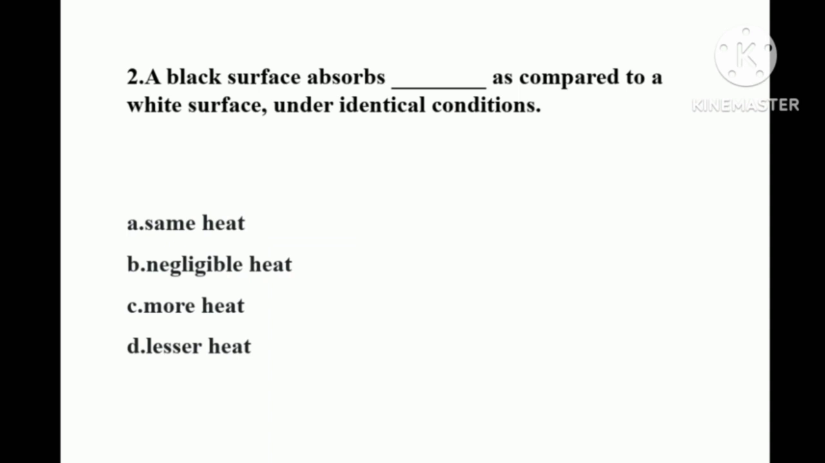Question number 2. A black surface absorbs dash as compared to a white surface under identical conditions. Option A, same heat. Option B, negligible heat. Option C, more heat. Option D, lesser heat.